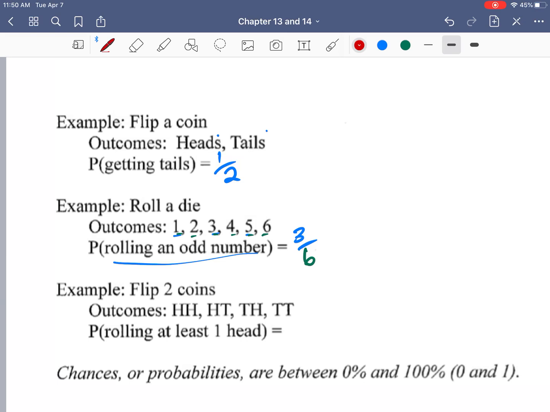If you flip 2 coins, when you flip those 2 coins, each coin has 2 options. So the first coin can get heads, and the second coin can get a head or a tail. Or the first coin could get tail, and the second coin could get head or tail. So we have 4 total outcomes here. And with flipping coins, it helps to write out the options.